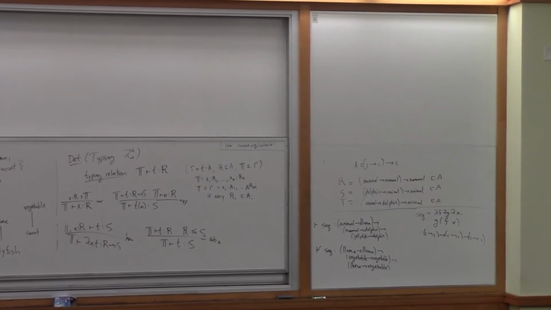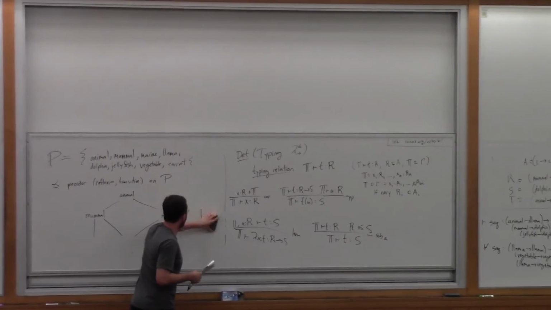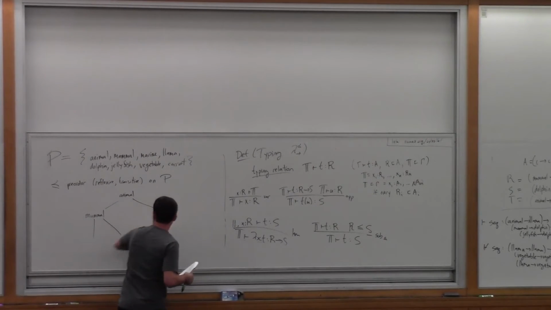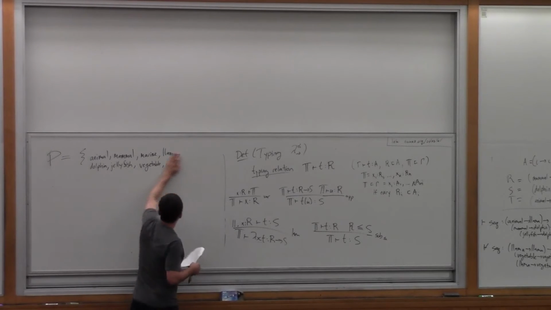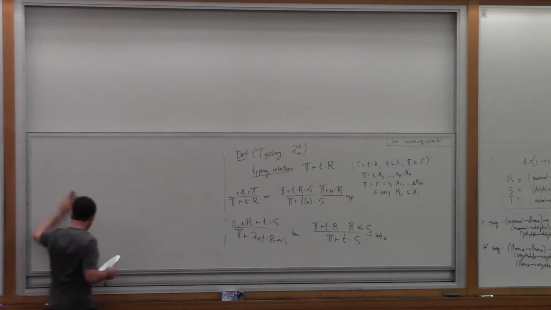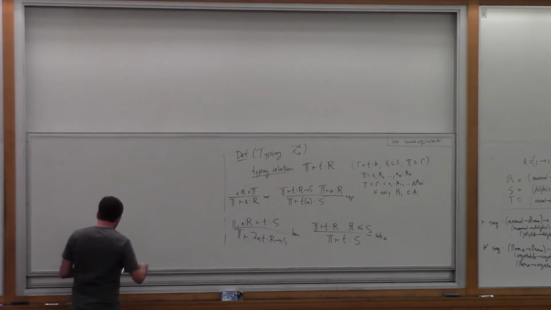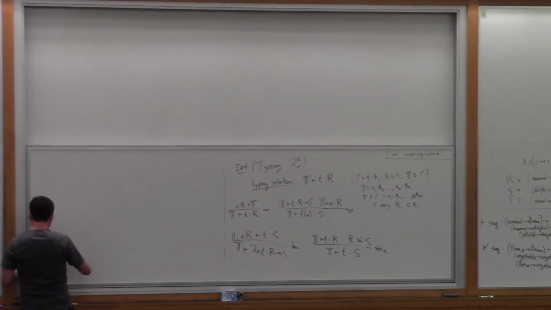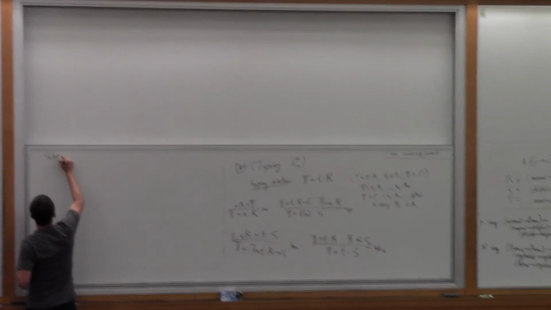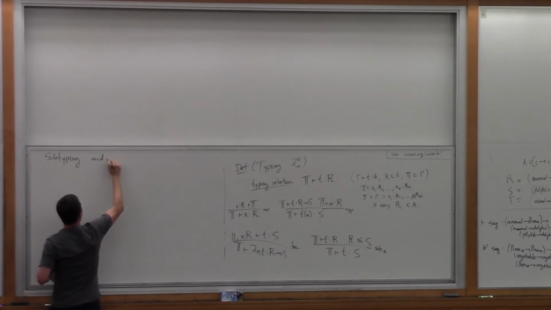I want to talk about something which is an important idea, and we can already see it even in this very simple system. It's the connection between subtyping and eta expansion.